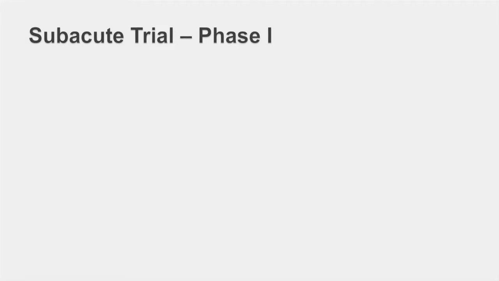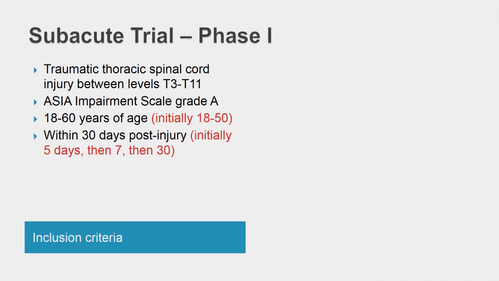So I mentioned that this is a subacute clinical trial, and it is a Phase I trial. A Phase I trial is entirely evaluating safety, and so the design of the trial is quite conservative so that we do not put any people at unnecessary risk. The individuals that qualified for this clinical trial had to have a thoracic level injury between the levels of T3 and T11. They had to be Asia Impairment Scale Grade A, which is what we call complete. They had to be between 18 and 60 years of age. Initially, we had the cutoff at age 50, but then we changed it mid-trial up to 60.